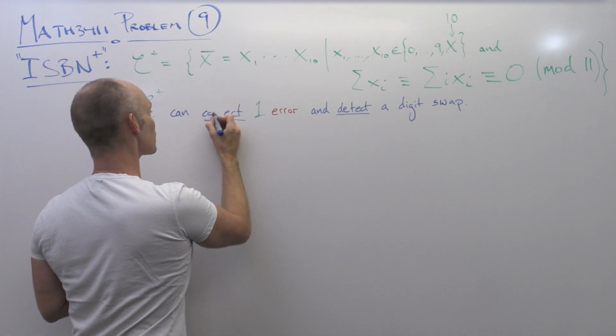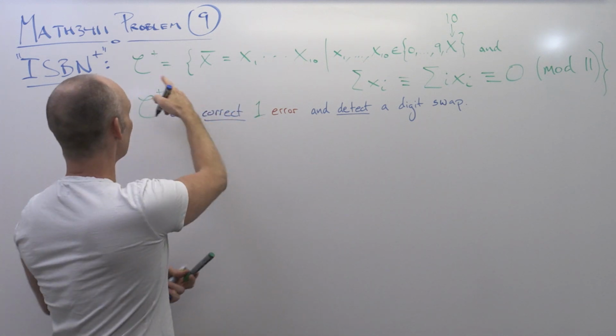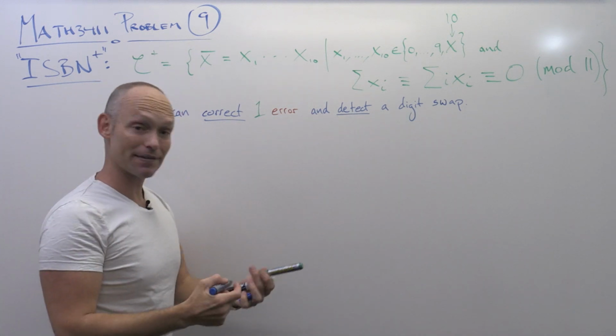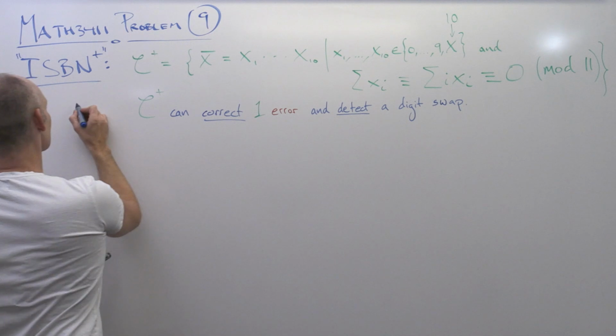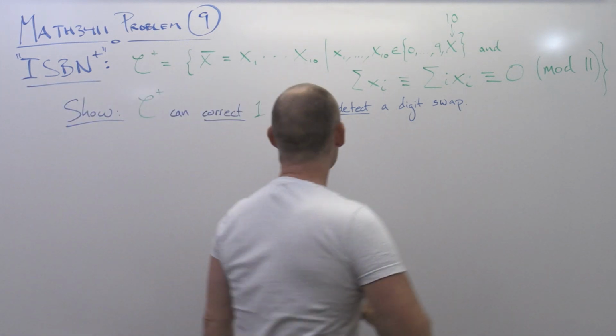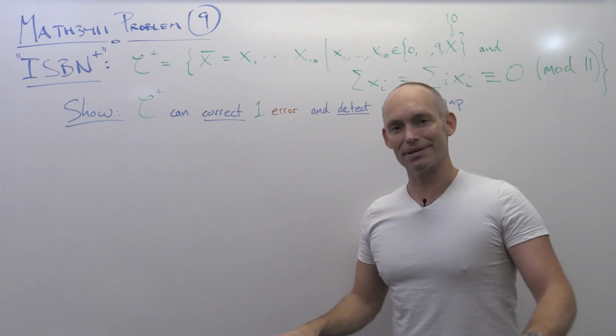And correct. So now I claim that this code can correct one error and detect a digit swap. And that's what we actually have to show. So now I'm going to be a bit lazy here.